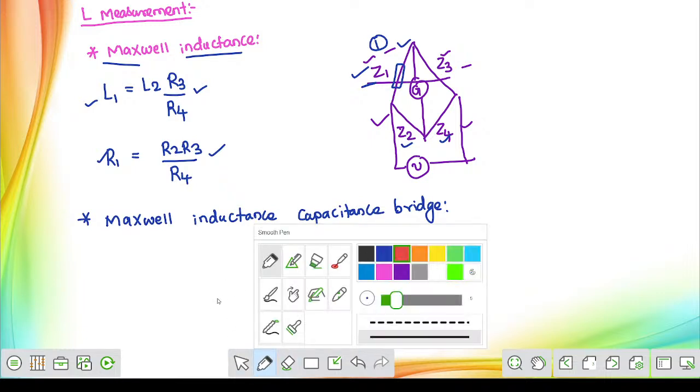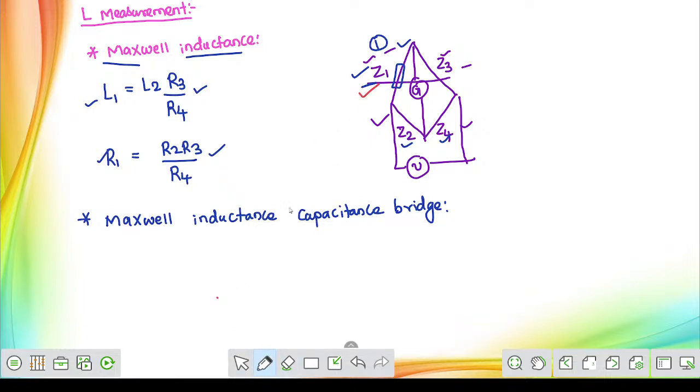Maxwell inductance capacitance bridge method also involves the calculation of unknown impedance in the cross sum 1. So in the cross sum 1, what is the formula to calculate the value of R1? The unknown value of R1 will be calculated with the help of R2, R3 divided by R4, and the value of unknown inductance can be calculated with the help of R2, R3. Capacitance will be given in the branch 4. You can directly take all these values and multiply. Do remember the formula, in one step you will get the answer.